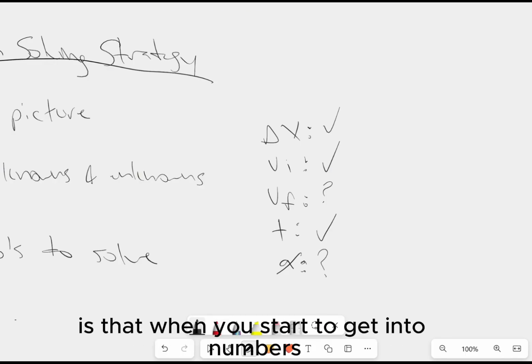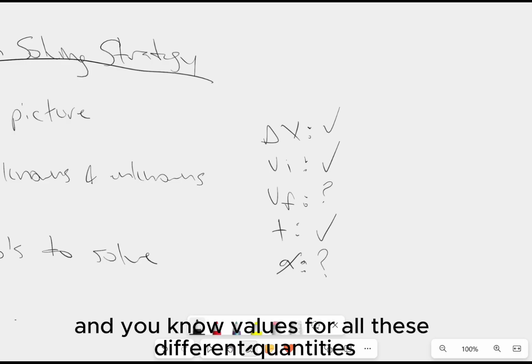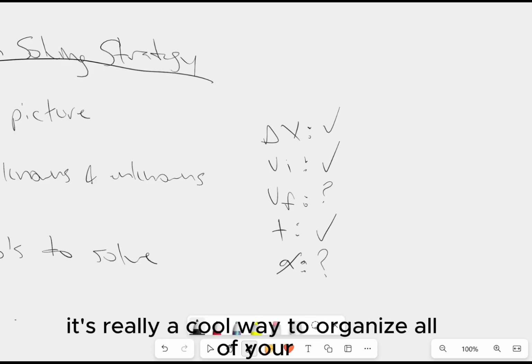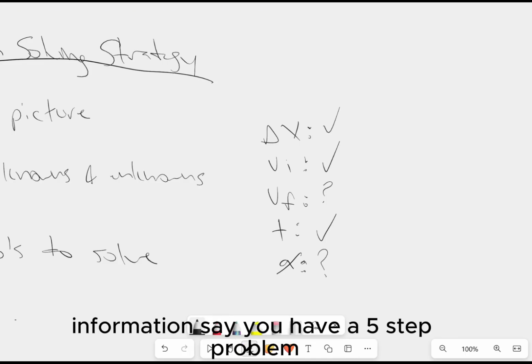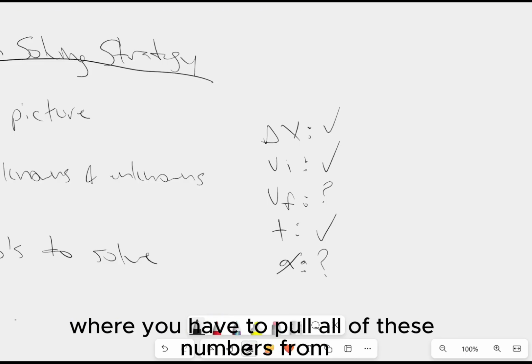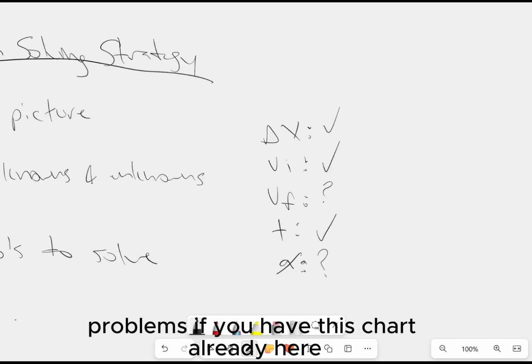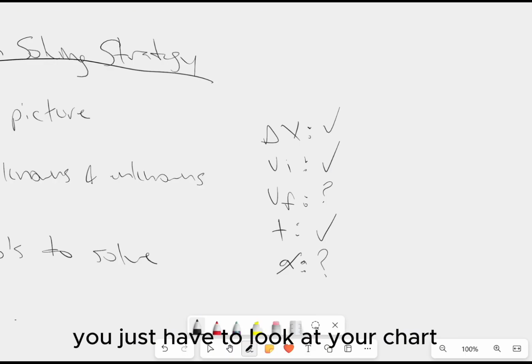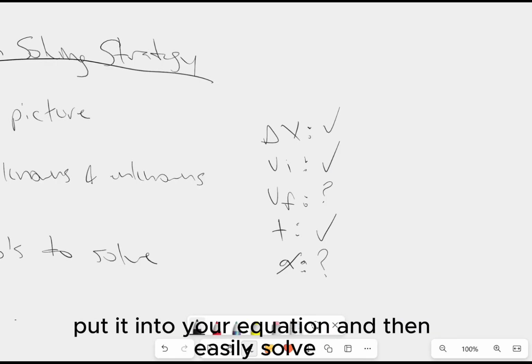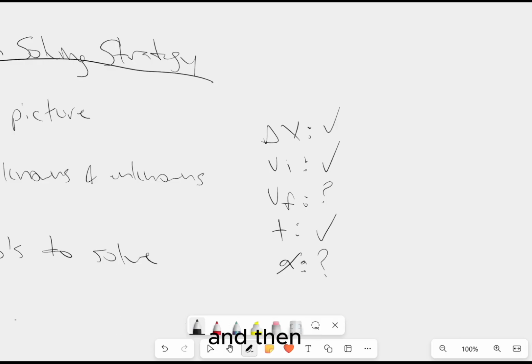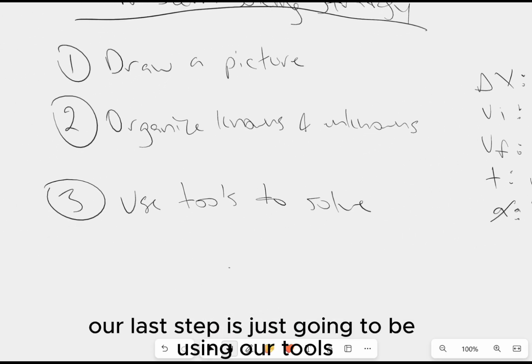What's really cool about this is that when you start to get into numbers and values for all these different quantities, it's really a cool way to organize all of your information. Say you have a 5-step problem where you have to pull all of these numbers from problems. If you have this chart already here, you just have to look at your chart, put it into your equation, and then easily solve.